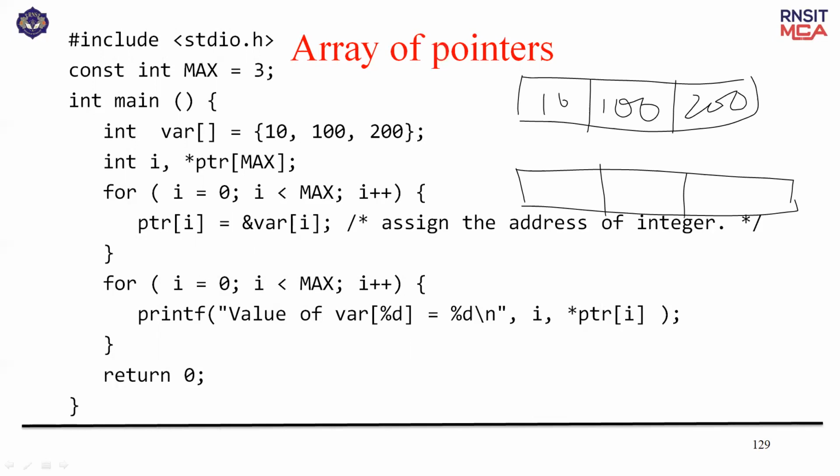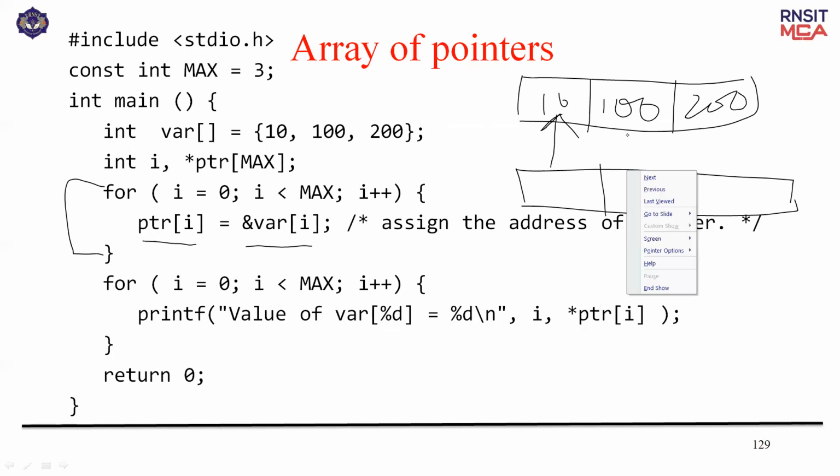Now, what you're trying to do in this for loop is assign the first element of the pointer array, that is the first cell, to the address of the first cell of the variable array. Next, I plus plus. Pointer of 1 is assigned to the address of variable array of 1. Pointer of 2 is assigned to the address of variable array of 2. So like this it is arranged.